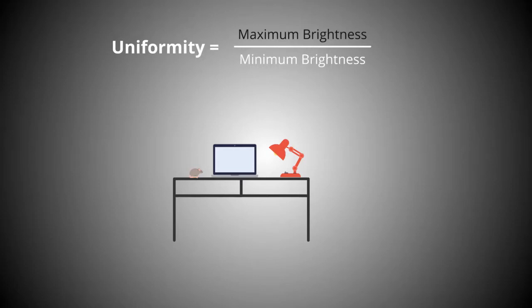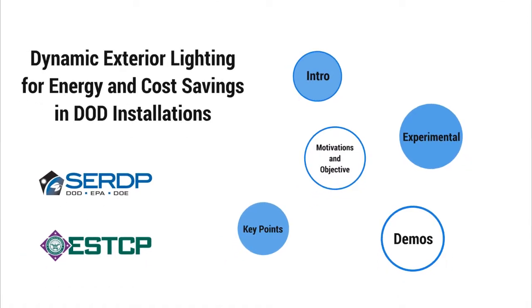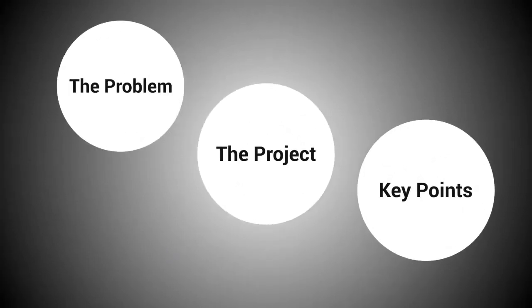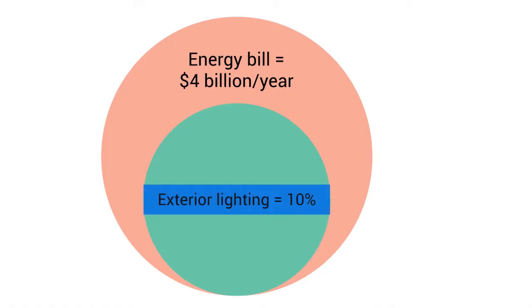Okay, great. Now that we have our terms straight, let's go to the ESTCP project. Sounds great. So how about starting with motivations? Why was this work done? Well, the problem arises from the annual energy bill of the Department of Defense, which is about $4 billion for facilities alone, and more than 50% of that was spent on electricity. Exterior lighting accounts for nearly 10% of the electricity consumed at DoD installations.